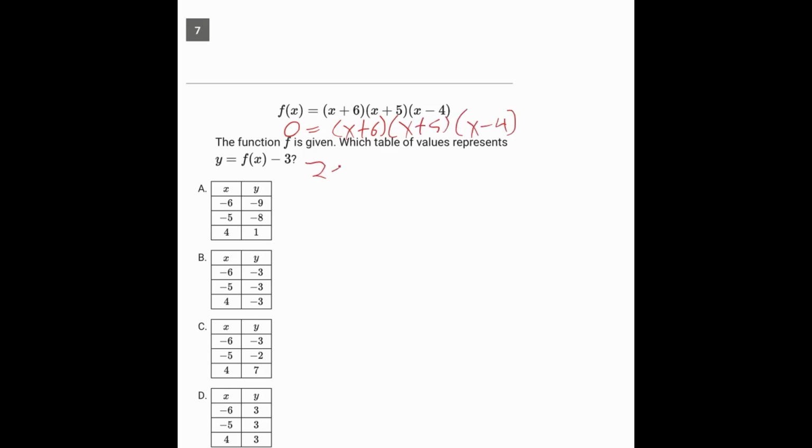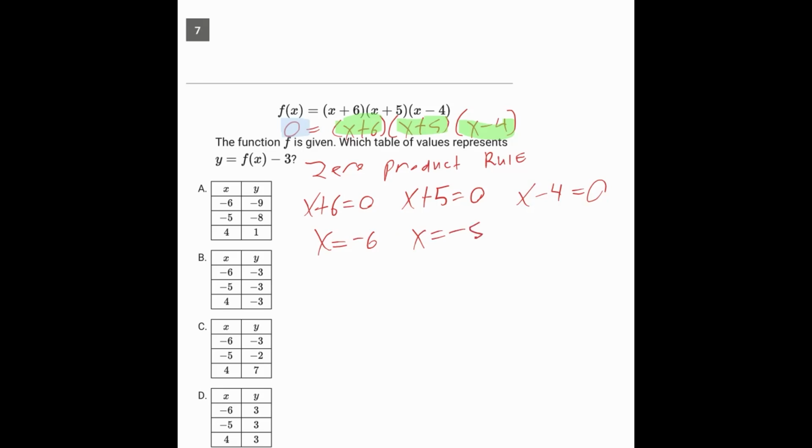we can next use the zero product rule, which is the idea that if a bunch of things all multiply together, this, and this, with an answer of 0, that could only have happened if one of them actually was 0. So the next thing we can do is set each piece independently equal to 0. And we'll get x is -6, x is -5, x is 4.